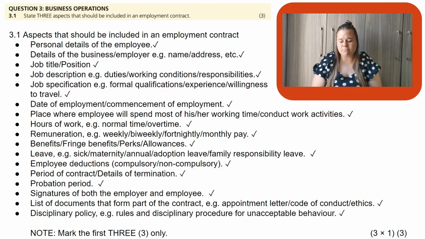so here we have sick leave, maternity, annual, adoption leave, and so on, employee deductions, period of contract, probation period, signature from both the employer and the employee, list of documents that form part of the contract, and then disciplinary policies. Then just note at the bottom, because they asked you for 3, the first 3 will be marked. So please just be careful, because even if you mention 6, for example, to safeguard you, if the first 3 are wrong, unfortunately we can't mark the last 3.